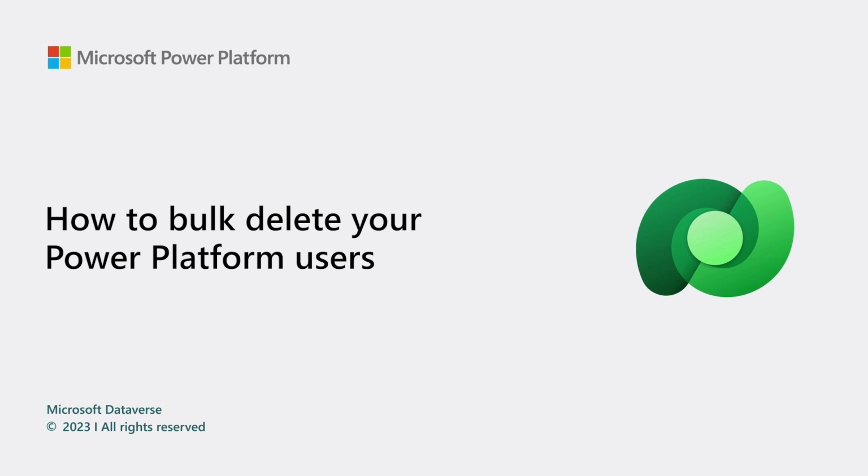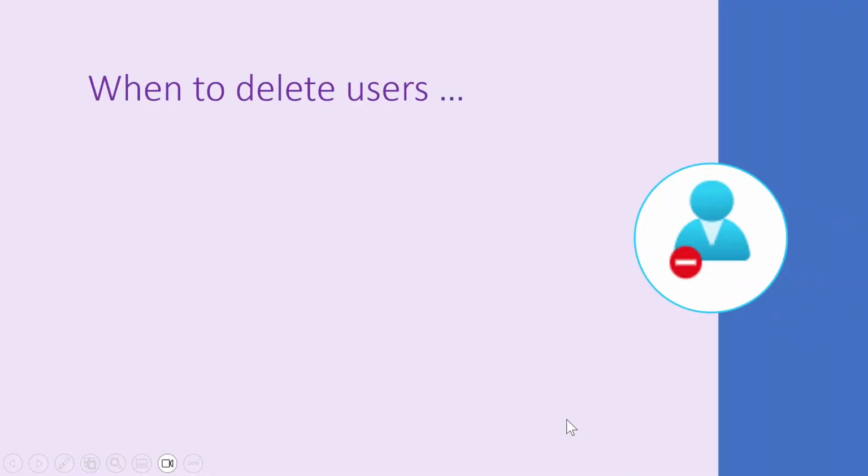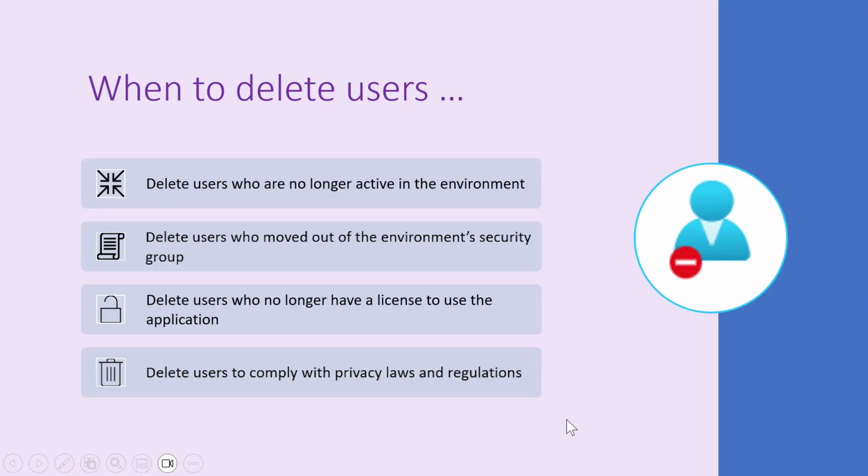In this video, I'm going to walk you through how to bulk delete your Power Platform users. When your users are deleted from the Microsoft 365 Admin Center, the user record status is set to disabled and they remain in the environment. You might want to delete them when they're no longer active in the tenant, they don't belong to the security group of the environment, they no longer have a license to use the application, or they may request to delete them.